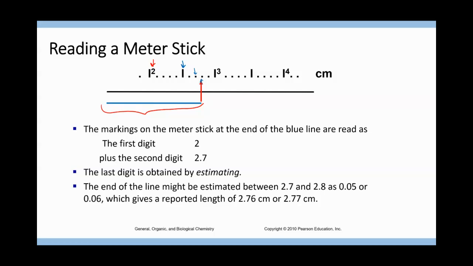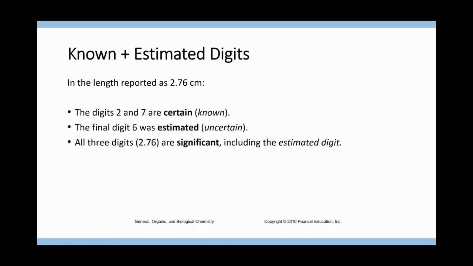We wouldn't be able to add an additional decimal place to say something like 2.771. That is a limitation of the meter stick, so that's only as precise as we can get. 2.76 or 2.77 is essentially 3 significant digits. So this just reviews that the 2 and the 7 are certain, known digits, and then the final digit is estimated, which is uncertain. But all 3 digits in this case are significant. That includes the estimated digit.